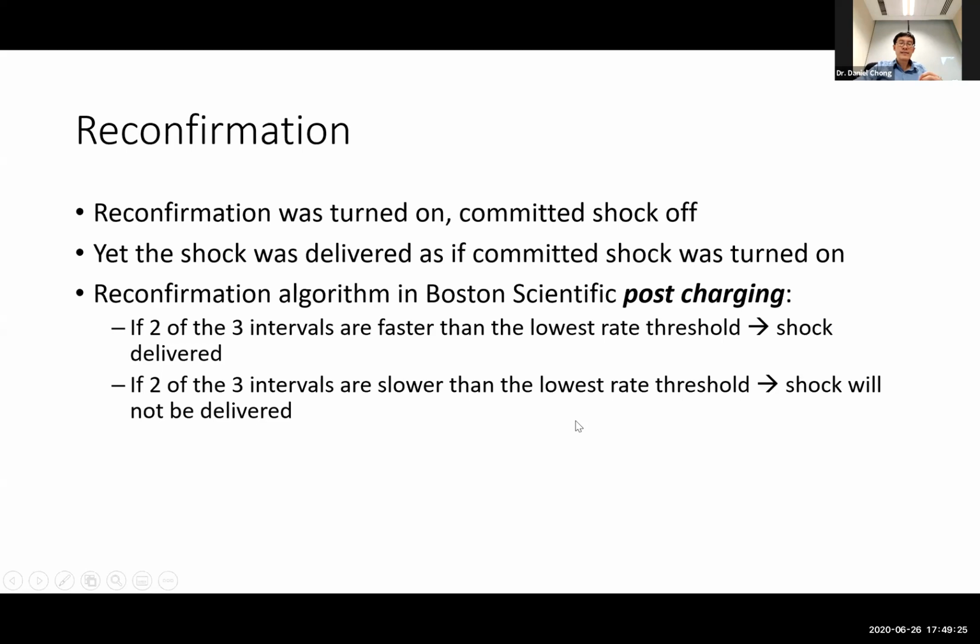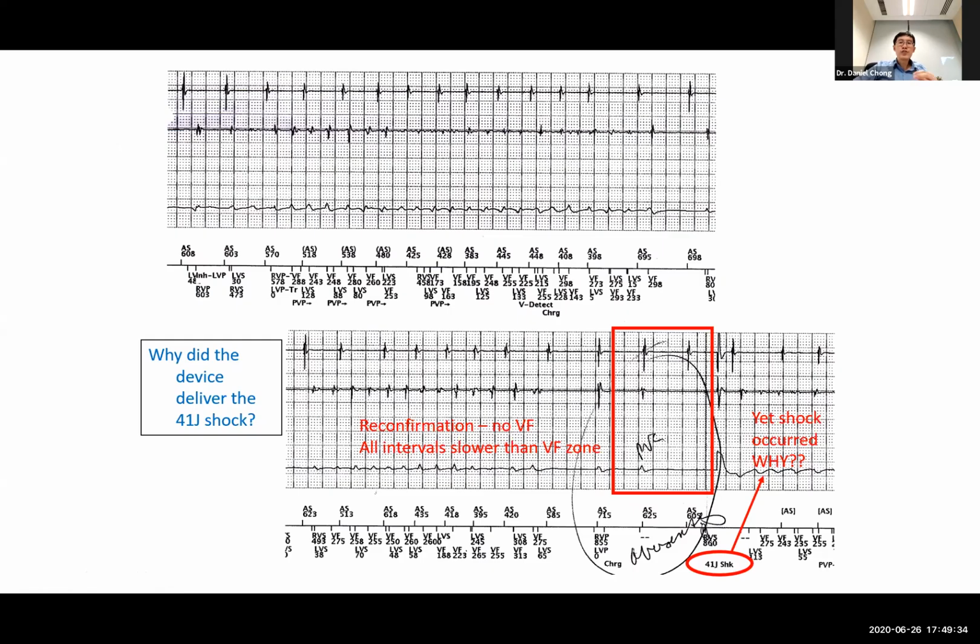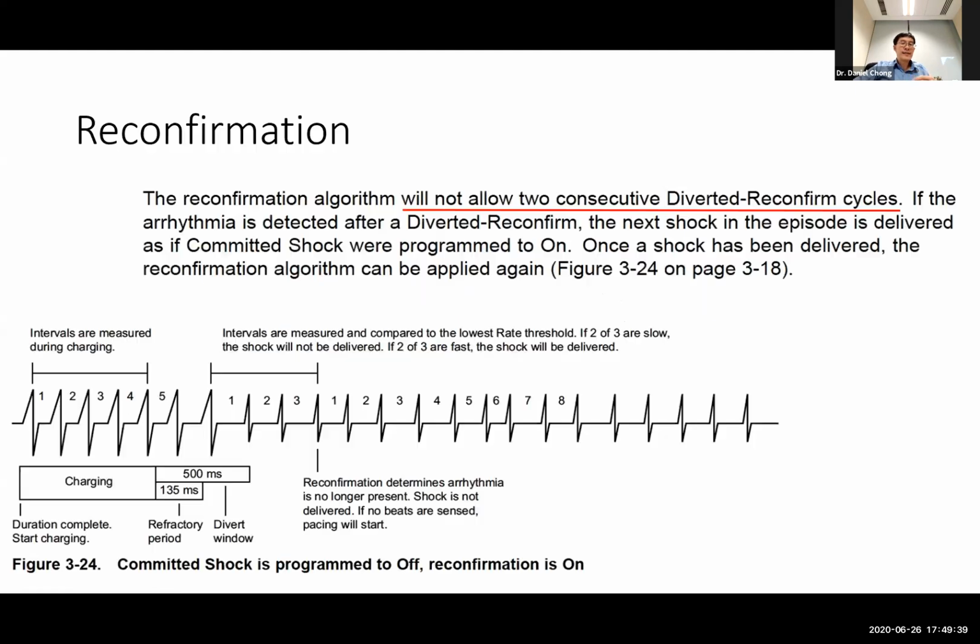But in the second case, it was also the same. It's just that this was the second attempt at diverting. So you can see that the device will not allow for 2 consecutive divert reconfirm cycles. It will still deliver the second shock as a committed shock, and only after this second shock is delivered can the reconfirmation algorithm be applied again.